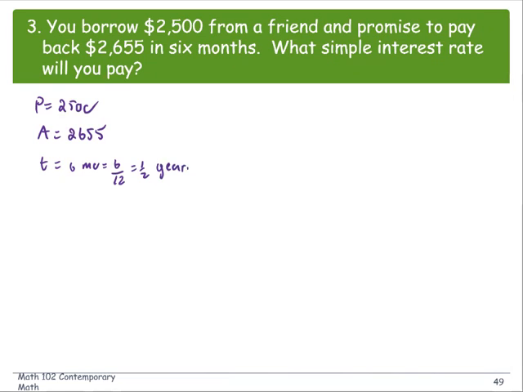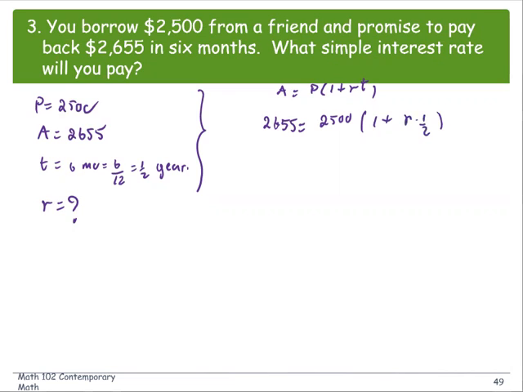As for the simple interest rate, the R is missing. Based on the future value with simple interest, A equals P multiplied by 1 plus RT. The A in our case is 2,655. The principal is 2,500, multiplied by 1 plus the R times T, which is R multiplied by 1/2. Now we have everything in the formula, and we're going to solve for R.